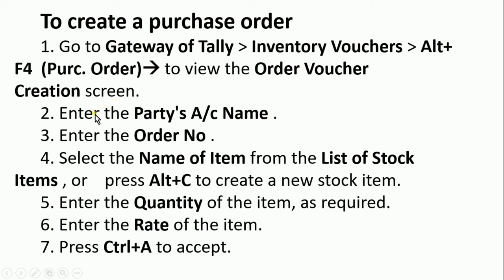The second step is to enter the party's account name with whom you are purchasing items. Enter the order number. Select the name of the item from the list of stock or press Alt plus C to create a new stock item. Fifth step, enter the quantity of the item as required. Sixth one, enter the rate of the item and then press Ctrl A to accept.